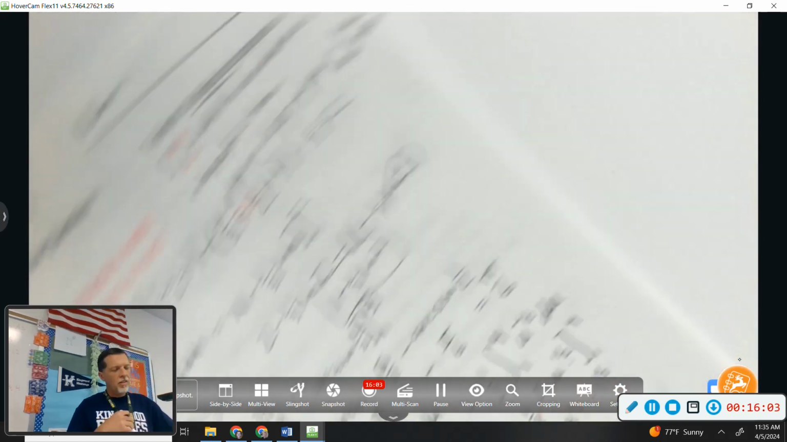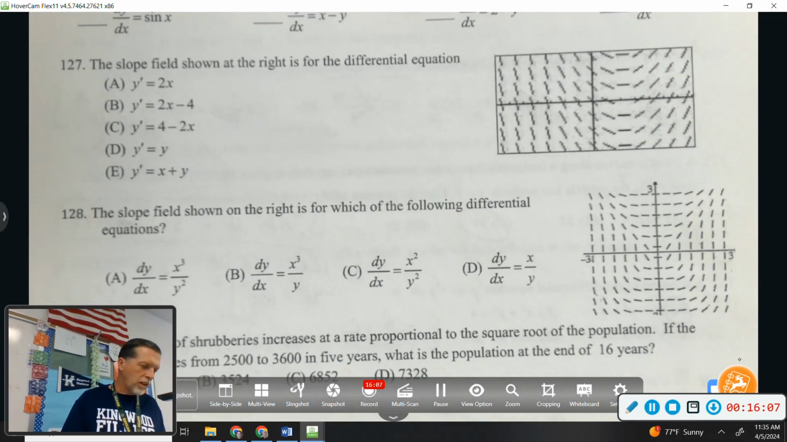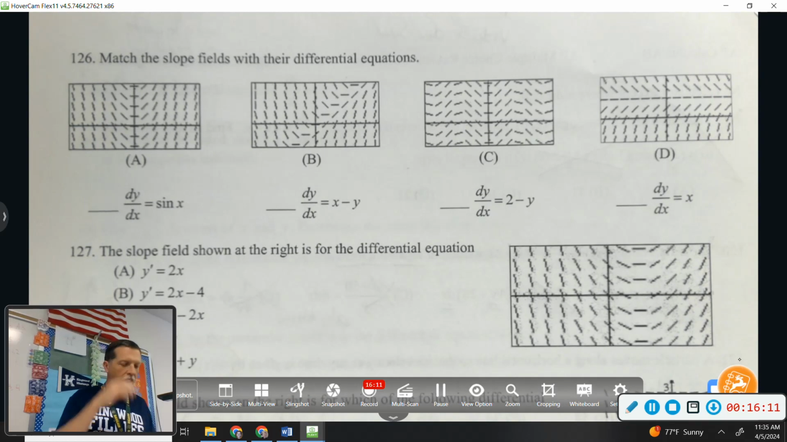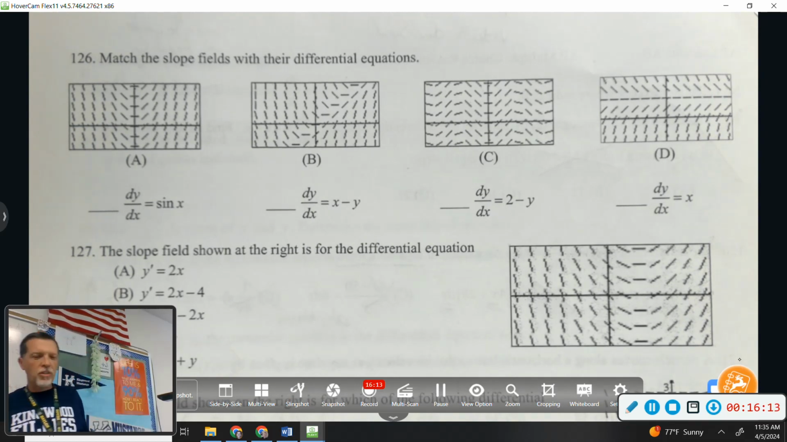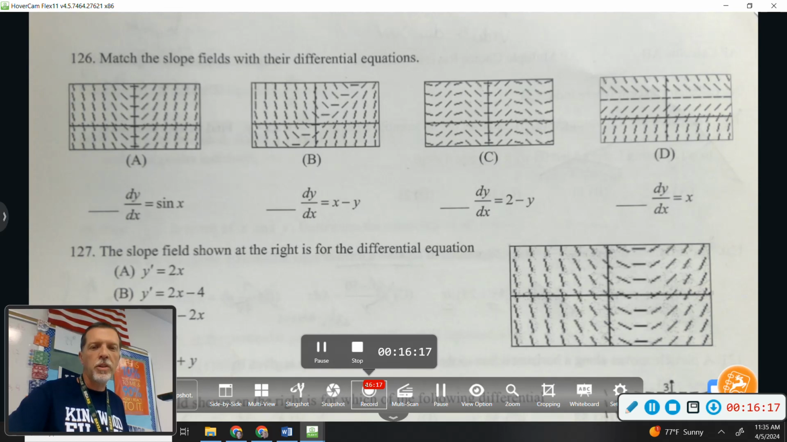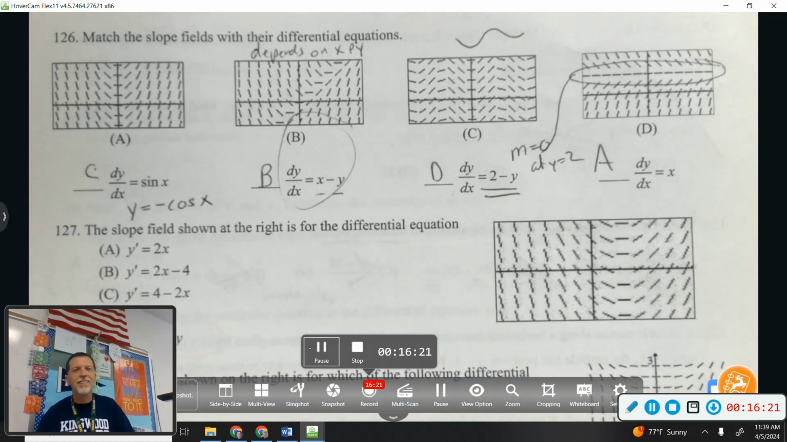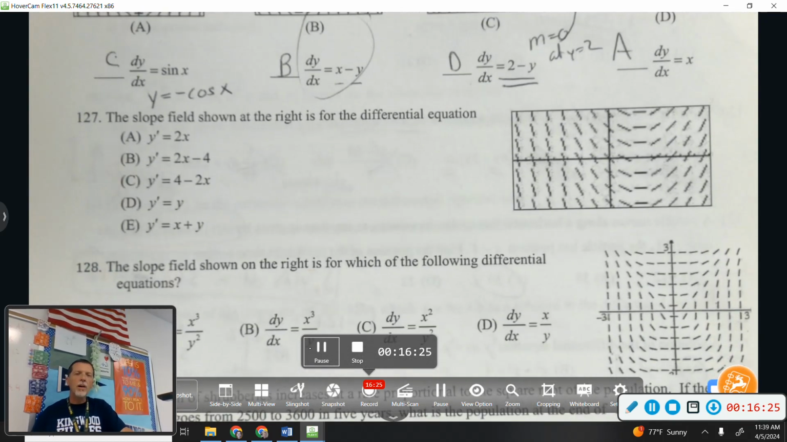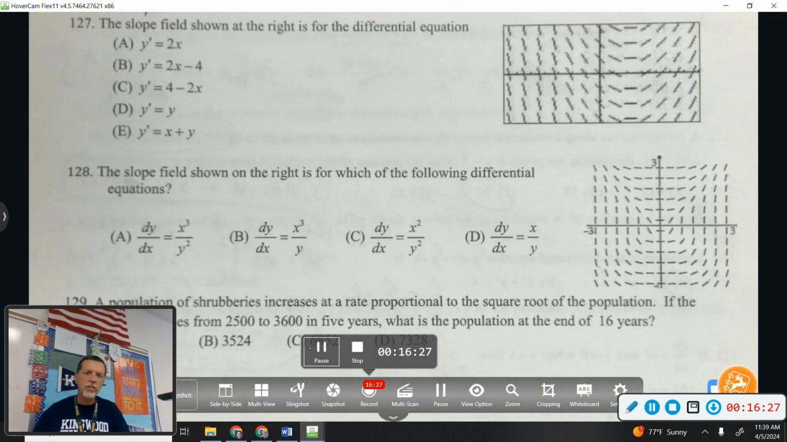Slope fields. Why don't you try 26, the first one up there? Just matching. And I'll remind you that a lot of times, just ask: does it depend on x? Does it depend on y? Does it depend on both? That can really narrow things down. It's been a rough day recording. So there's the answers to those. Next, try the next 2. It's still matching with slope fields.